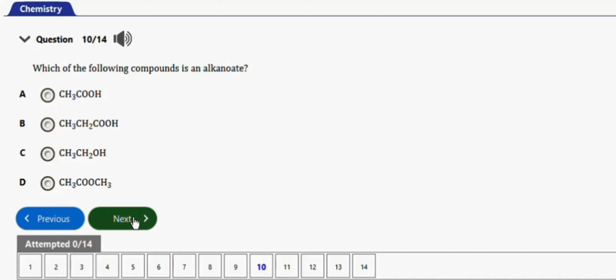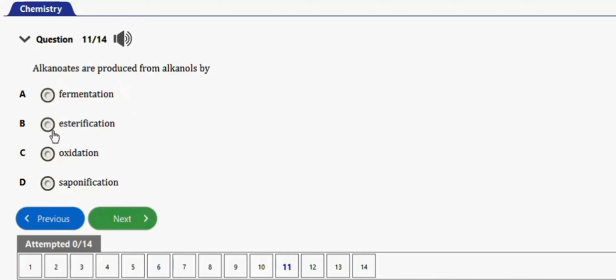Let's repeat the question with this one. It says alkanoates are produced from alkanols by esterification, option B. So this is an obvious question. Its option comes out, so take note of this particular question.